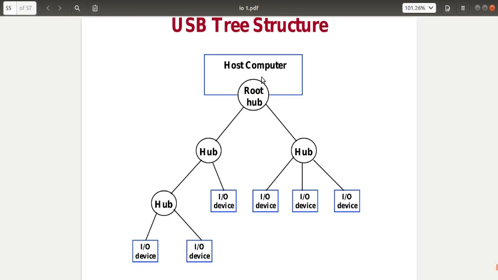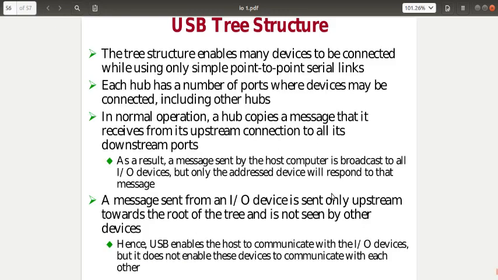By this method, the host computer can communicate with all devices, and all devices can communicate with the host, but devices can't communicate with each other, right? So this IO device cannot communicate with this IO device, it can only communicate with the host computer. That is a consequence of the USB tree structure.